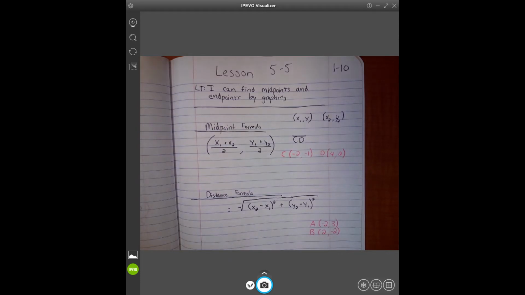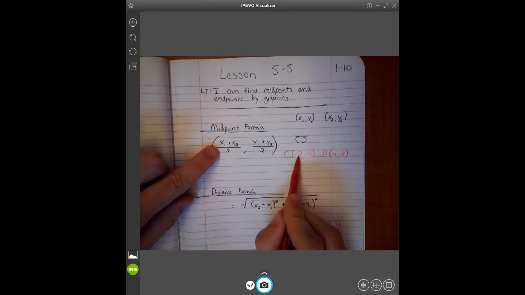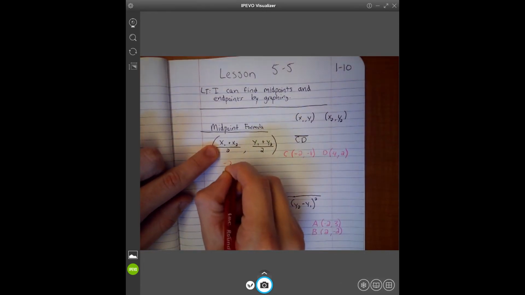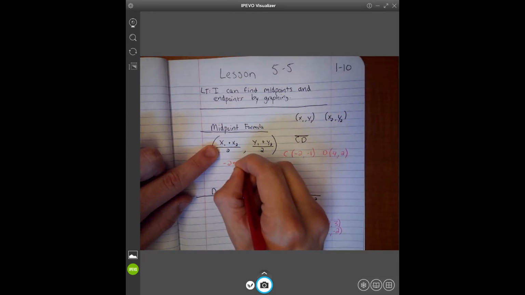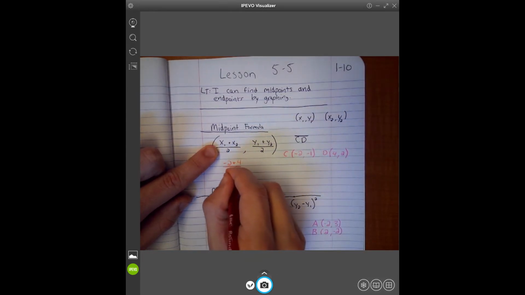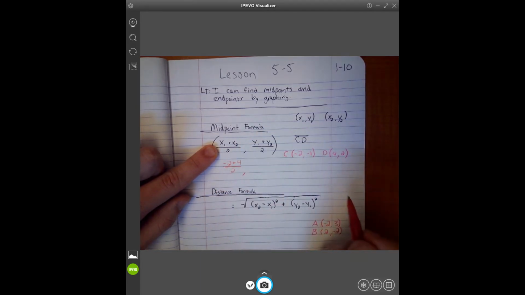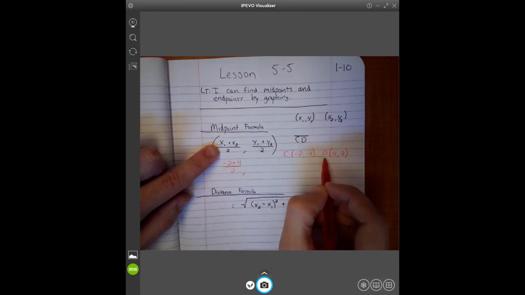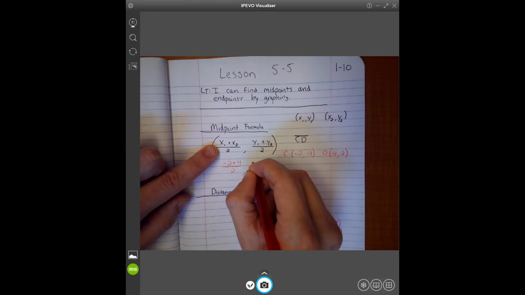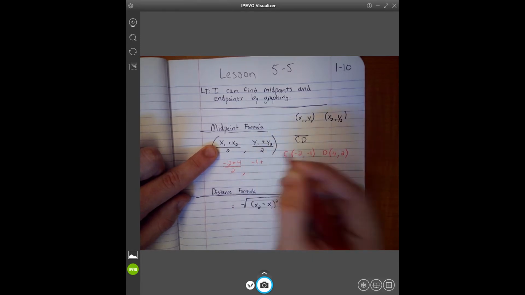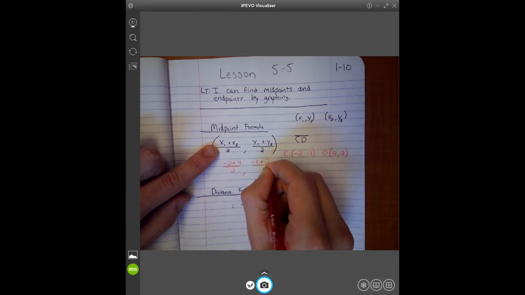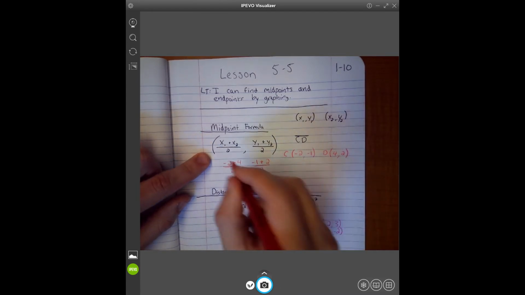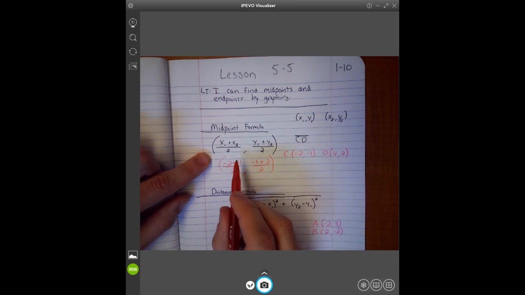So first x is right here, -2. So we have -2 plus the second x. The second x is 4 divided by 2. It's going to be our first coordinate. Second one is y1. Well, the first y is -1 plus the second y, which is 2, divided by 2. That's going to be our second coordinate.